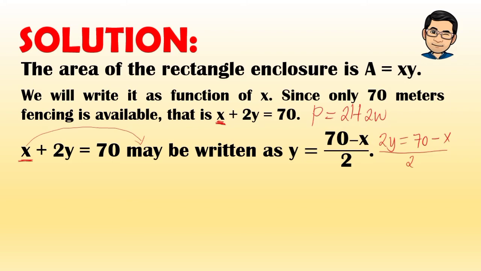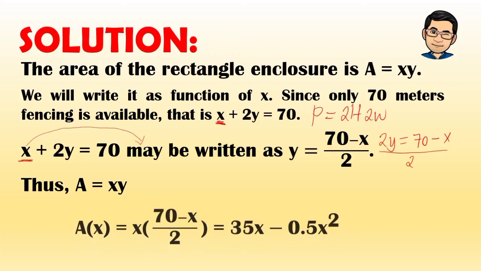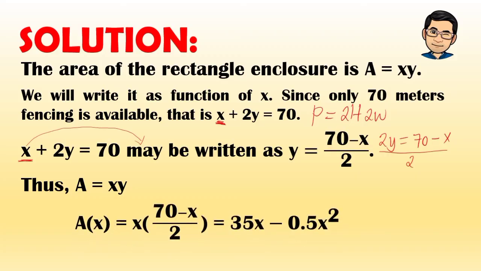So, thus, a is equal to xy. So, ito yung formula again ng rectangle. Ang gagawin natin ito, yung y is equal to 70 minus x all over 2, isa-substitute natin dito in place ng y. So, para makita natin na in terms of x siya. And then, x times 70 minus x all over 2 magiging 35x minus 0.5x squared. So, paano naging 35x? 70 divided by 2 is 35x.